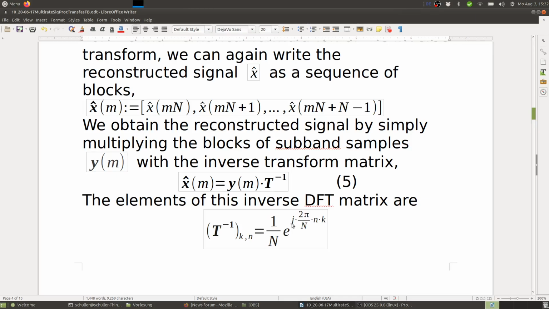There are also other forms where the forward transform has a factor of 1 over square root of N, and then the inverse also has a 1 over square root of N, such that both have the same factor, and this is called an orthonormal transform matrix.